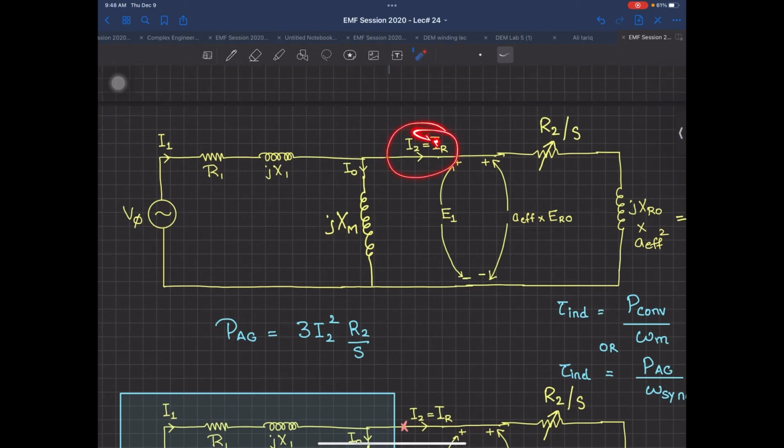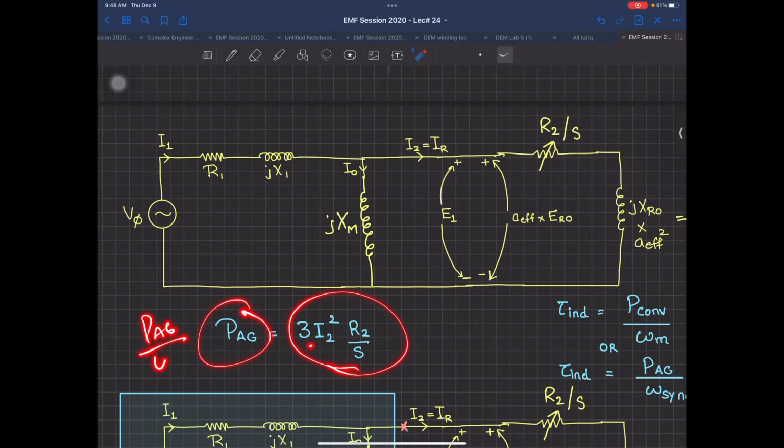I am only interested in current I2, because when I have current I2, I can find out my air gap power, and I can divide this air gap power by omega s, and I can find out my torque. That is actually my main aim for today.